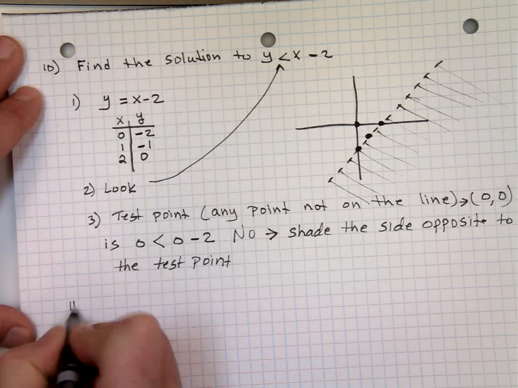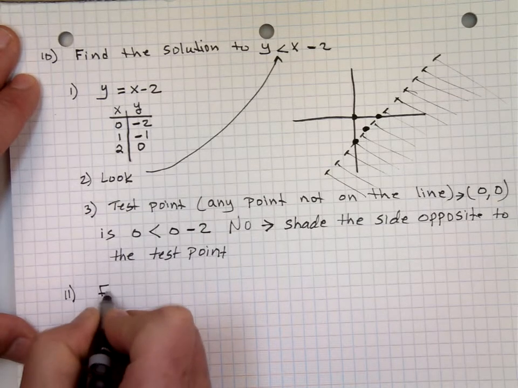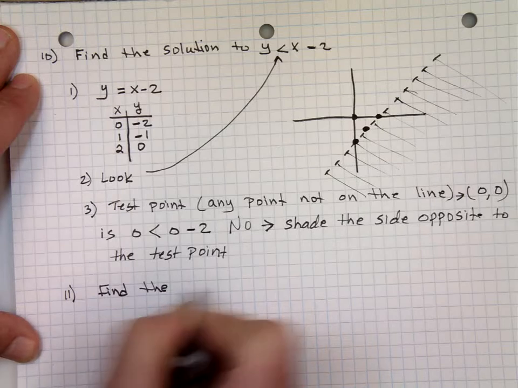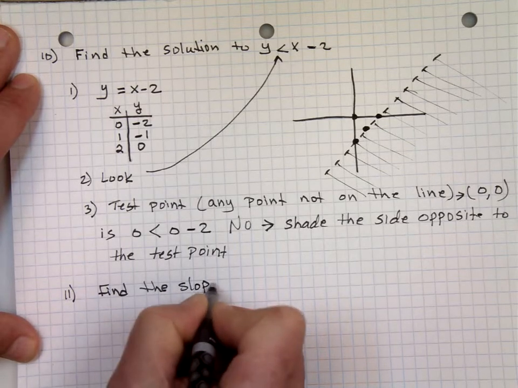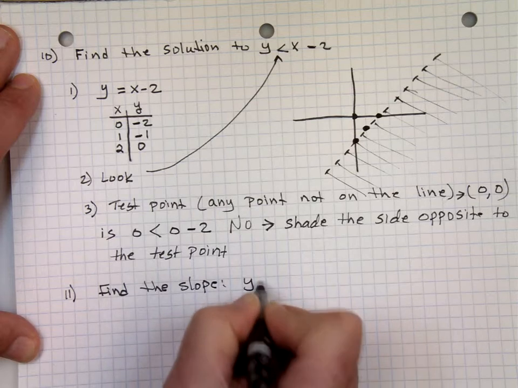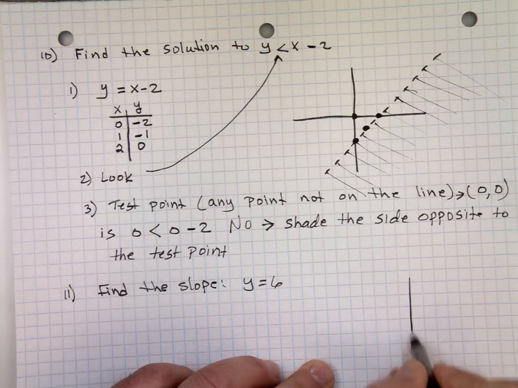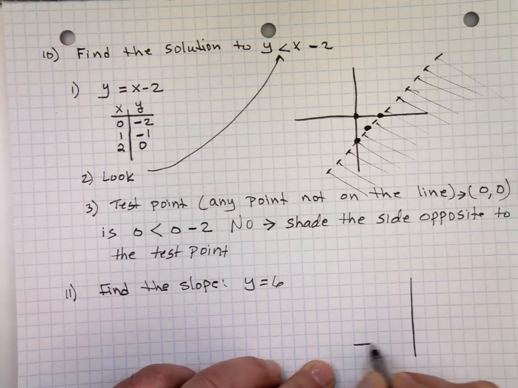Number 11. Find the slope of y equals 6. What's the slope of that? Well, what does y equals 6 look like? If you were to graph y equals 6, what does it look like? Try again.